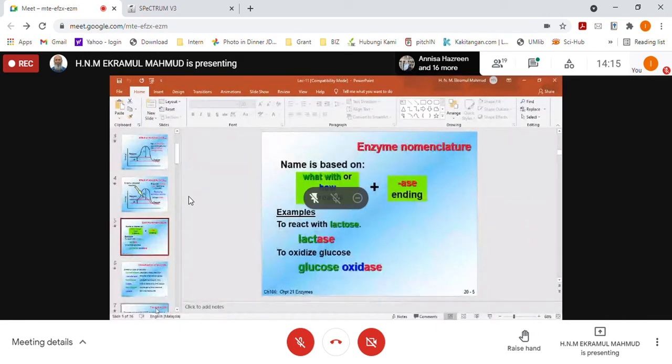All right. Now, enzyme nomenclature is based on what the enzyme reacts with, or how it reacts. For example, an enzyme that reacts with lactose is known as lactase. The "ase" at the end is added to the substrate, lactose, so it's lactase. Understand? Suppose to oxidize glucose, we need an enzyme called glucose oxidase. Glucose oxidase is the enzyme that oxidizes glucose.